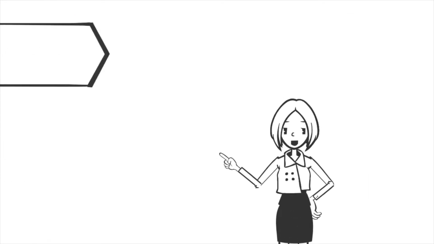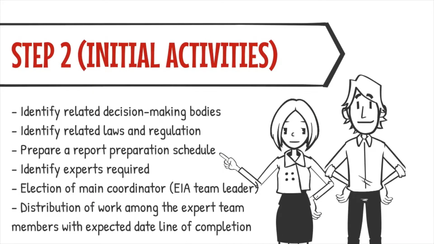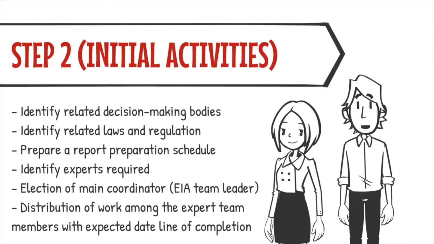Step 2 is the initial activities. The elements required in initial activities are identifying related decision-making bodies, identifying related laws and regulations, preparing a report preparation schedule, identifying the experts required, election of the main coordinator, which is the environmental impact assessment team leader, and distributing the work among the expert team members with the expected deadline of completion. All environmental impact assessments require good initial activities planning and involvement of field-specific experts.